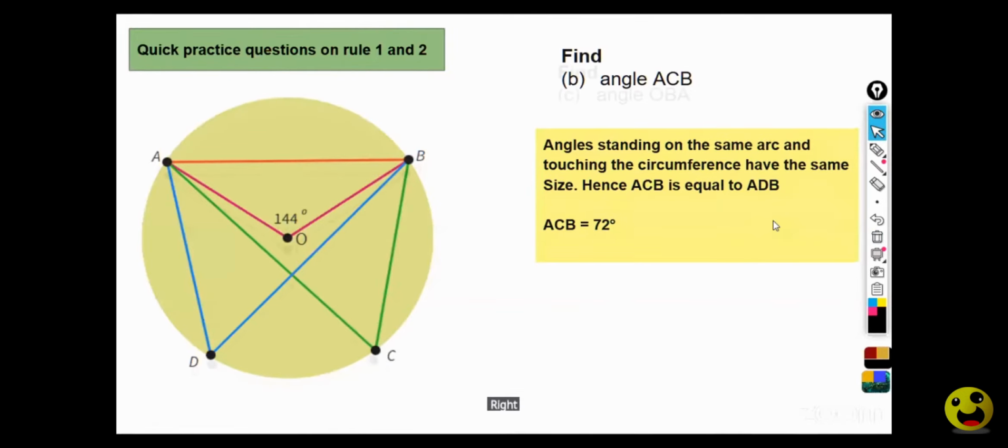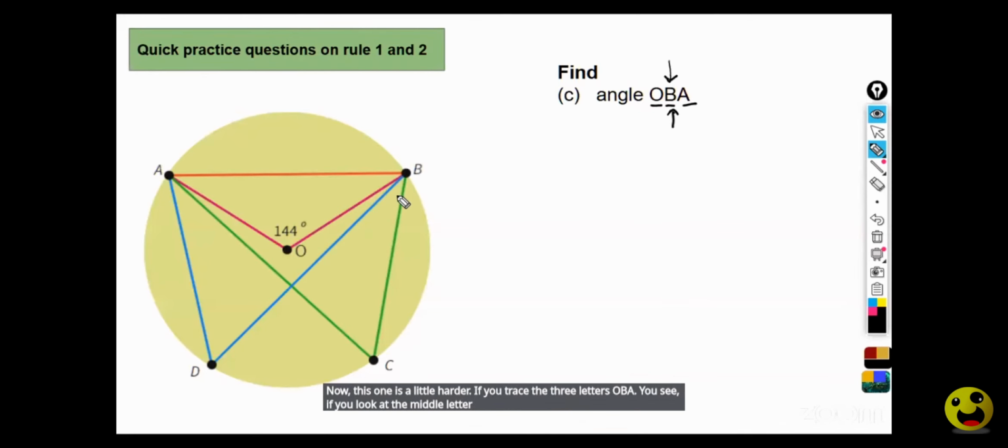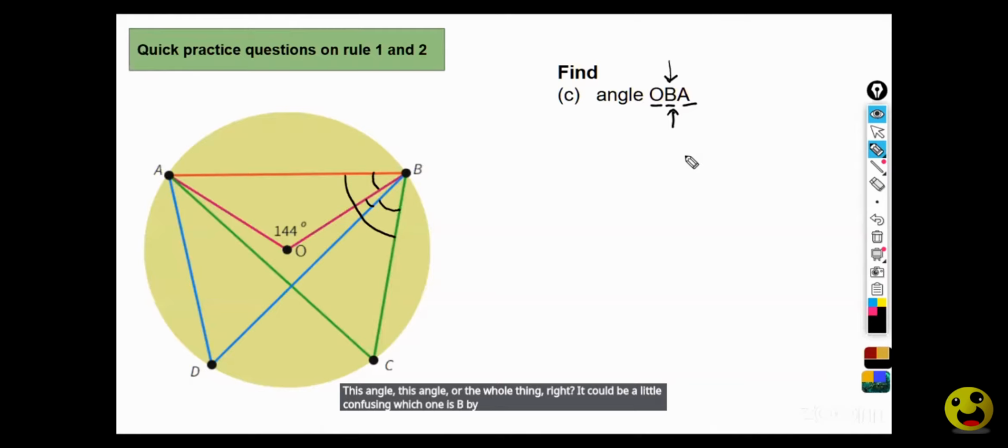Can't remember what part C was. Part C is angle ODA. Now, this one is a little harder. If you trace the 3 letters, OBA, and look at the middle letter here, you don't know whether B is this angle, this angle, this angle, or the whole thing, right? It could be a little confusing which one is B by looking at the center letter.